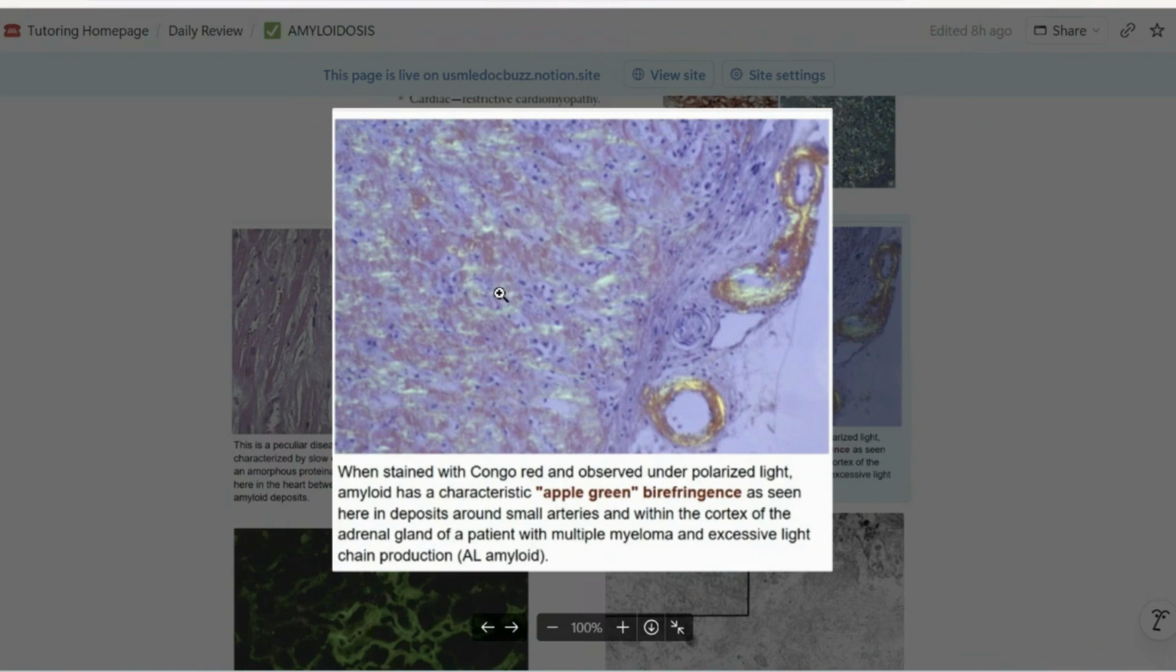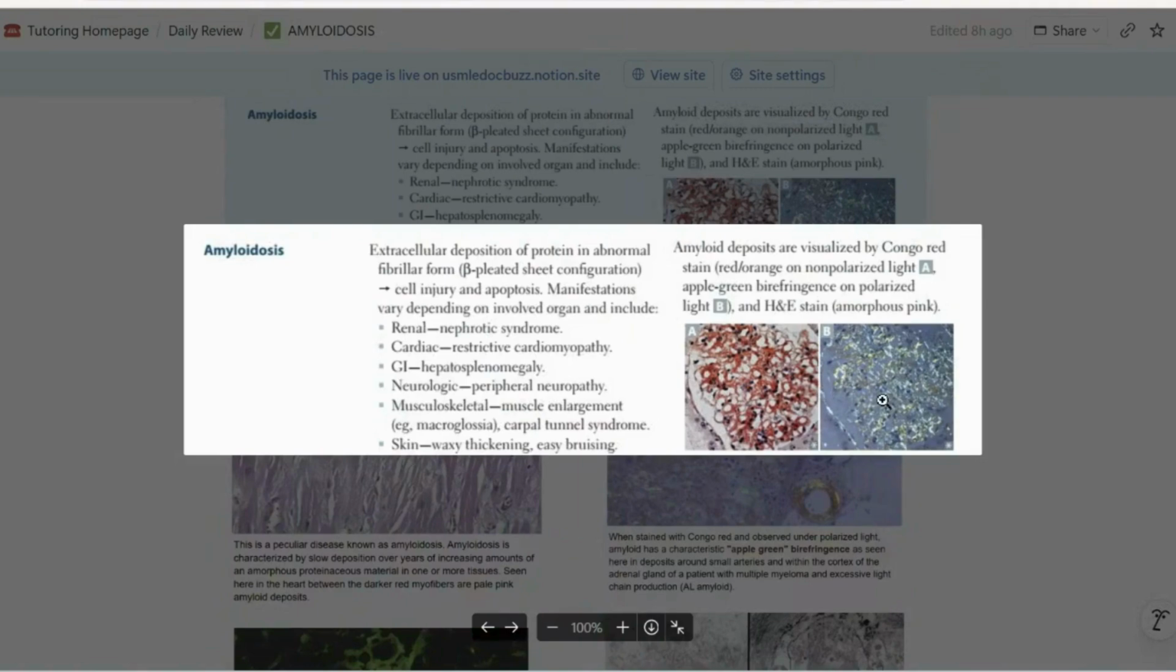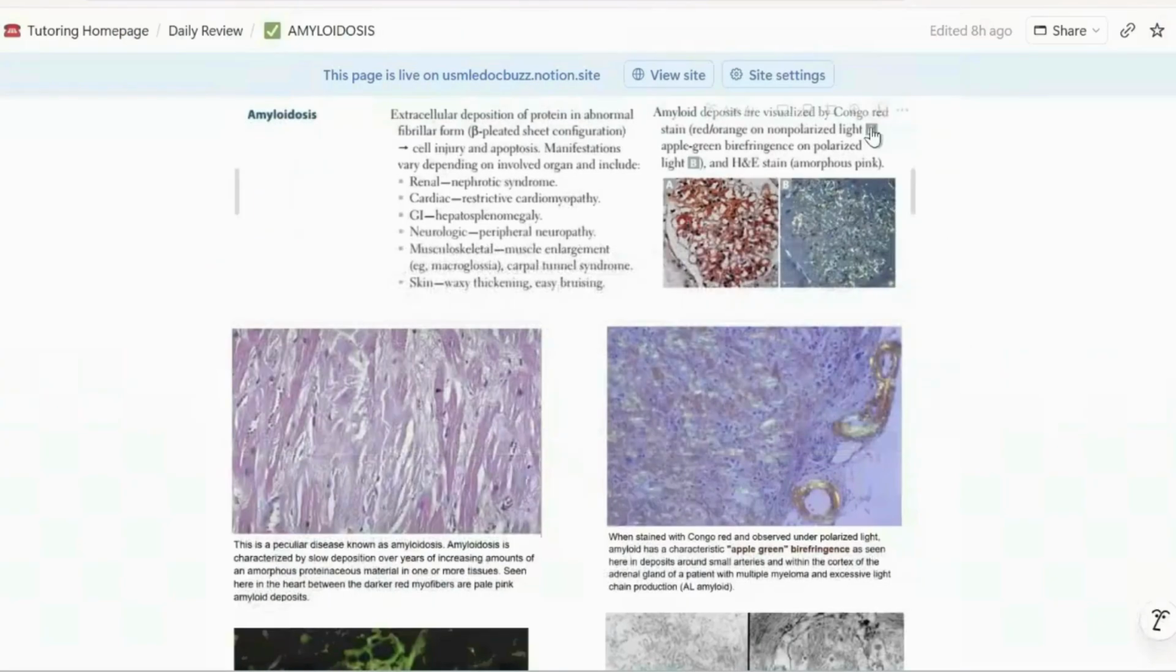Now, the reason why this gives this apple green birefringence is because amyloid is usually a defect in a beta pleated sheet configuration, which means, if you take a piece of paper and fold it, right, you have two planes of paper now, right? Two planes where the light interacts with the protein itself, right? That's why it gives you the birefringence. So sometimes you may see it's very green in color. Sometimes you may see it's yellow in color, right? So that's why they give that apple green birefringence name. Okay.